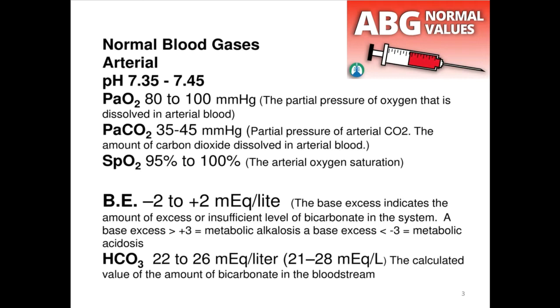Base excess, minus 2 to plus 2 mEq per liter. The base excess indicates the amount of excess or insufficient level of bicarbonate in the system. A base excess of plus 3 equals metabolic alkalosis. A base excess of minus 3 equals metabolic acidosis. HCO3, 22 to 26 mEq per liter, the calculated value of the amount of bicarbonate in the bloodstream.